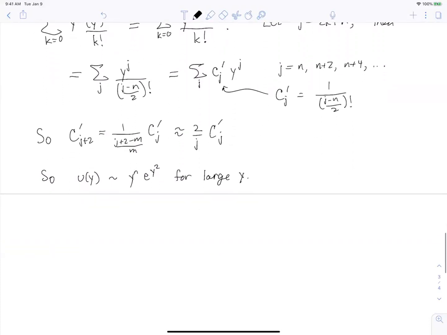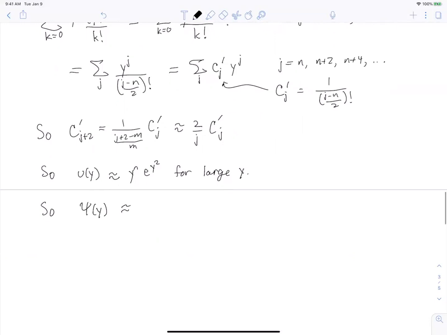So now let's plug that u of y in to get the wave function. Psi of y is approximately y to the m e to the y squared times e to the minus y squared over 2, which is approximately y to the m. I guess I should call it n. I've been calling it n here. Okay, so this is y to the n e to the y squared over 2.